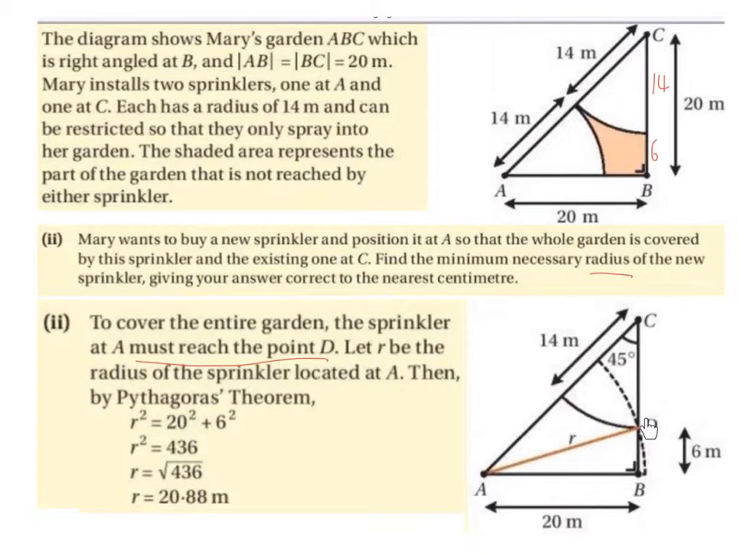So R squared is going to be equal to 20 squared plus 6 squared. So 20 squared plus 6 squared is going to be 436. Bring over the squared, it becomes square root. The square root of 436 is 20.88 meters. So the radius is going to be 20.88 meters. And multiplying this by 100, because there's 100 centimeters in a meter, we get 2088 centimeters.